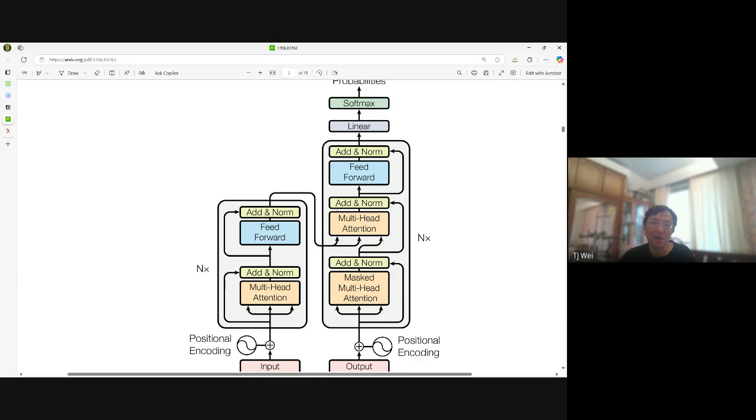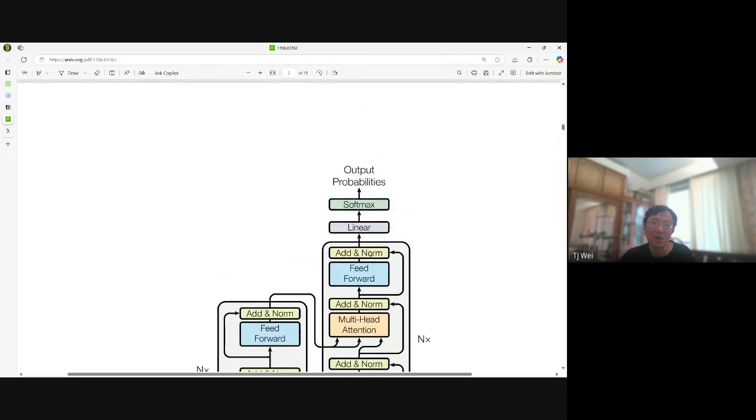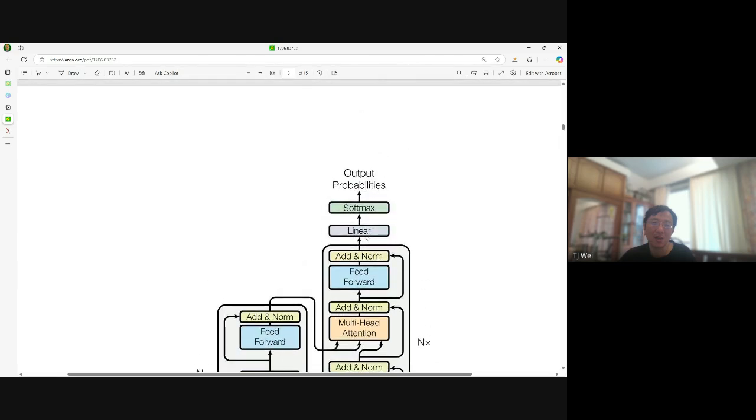But you can know that this is where the information comes in. Another difference is at the final part, which also has a linear and a softmax right here, and has an output probability. So this is the final difference right here.